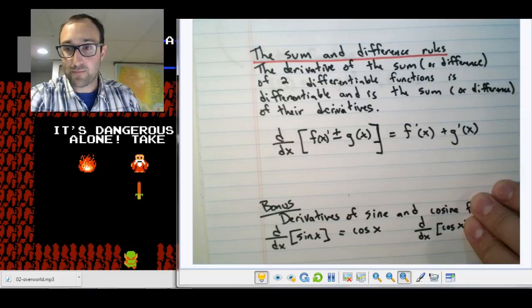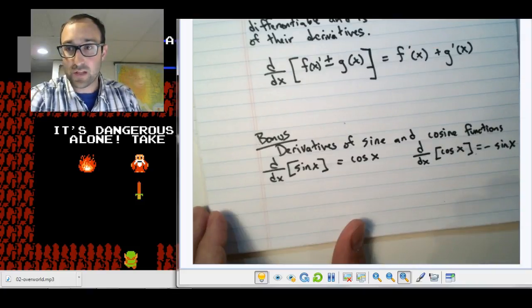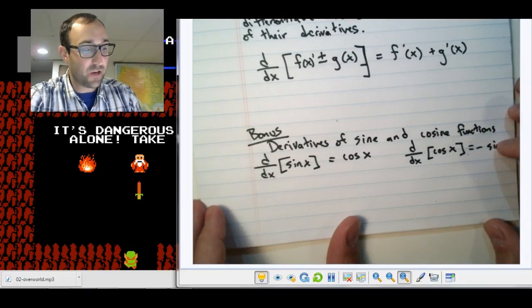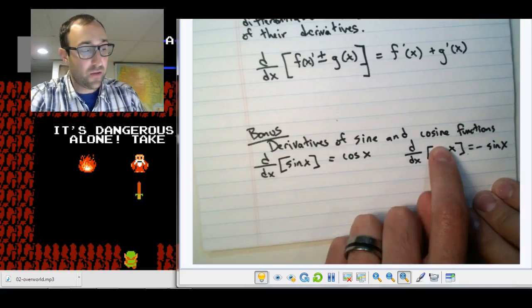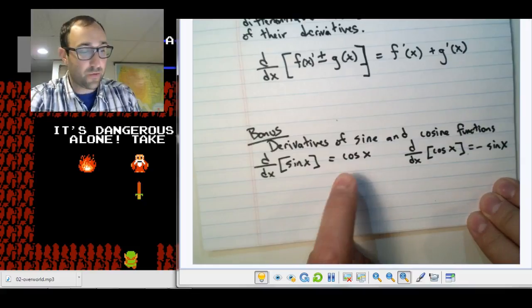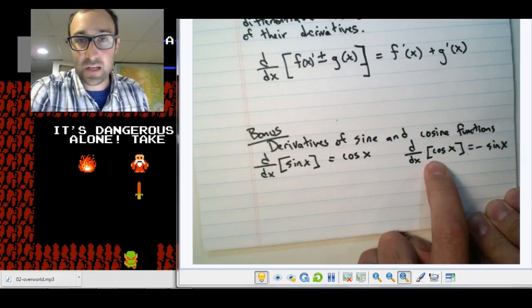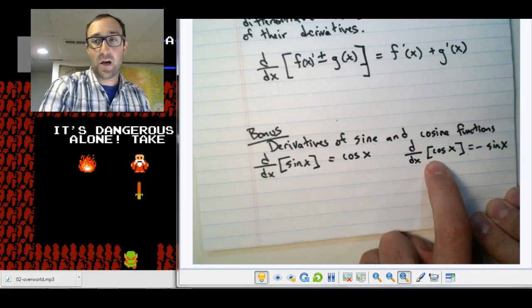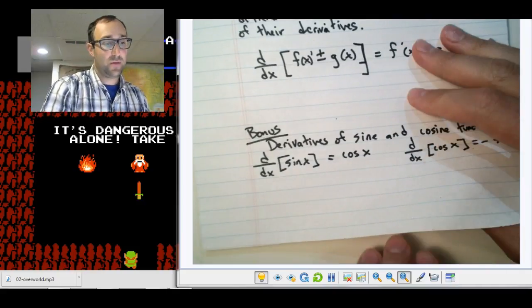And there's a bonus. The bonus is here. The derivatives of sine and cosine functions. The derivative of sine is cosine. The derivative of cosine is negative sine. And now, some double bonus.